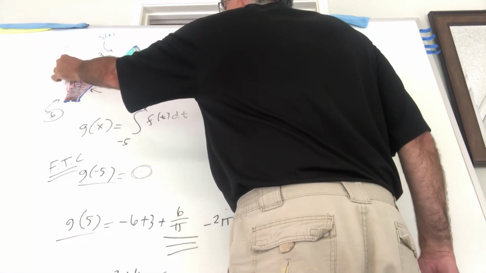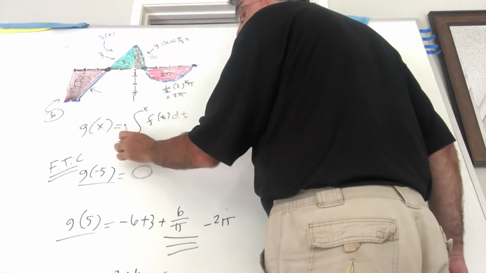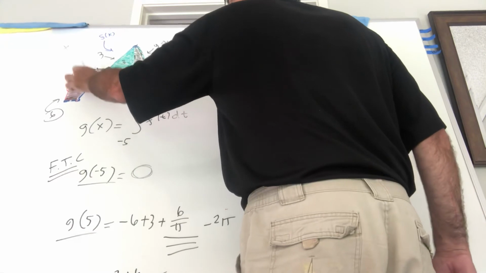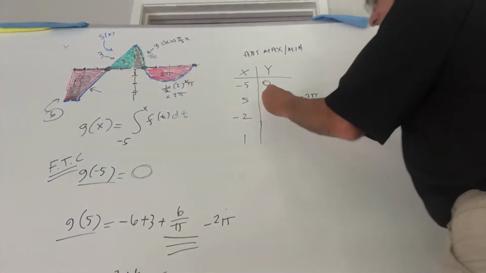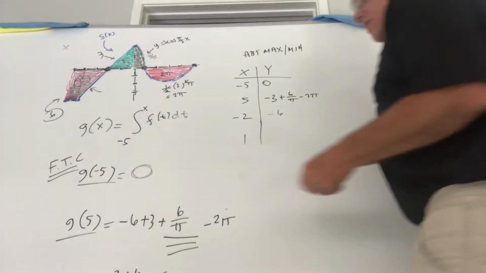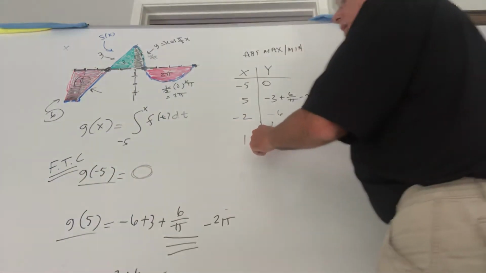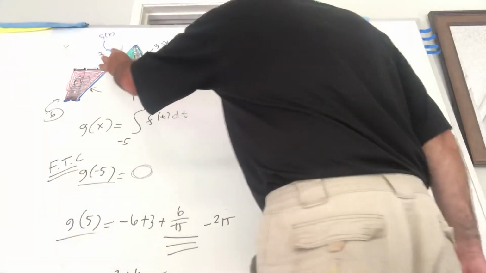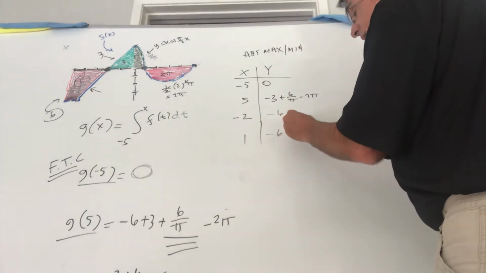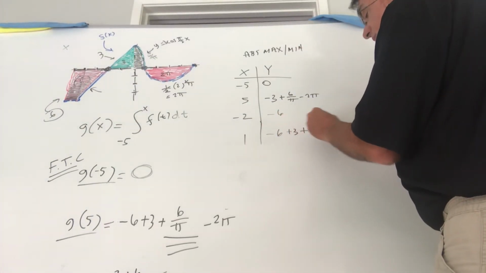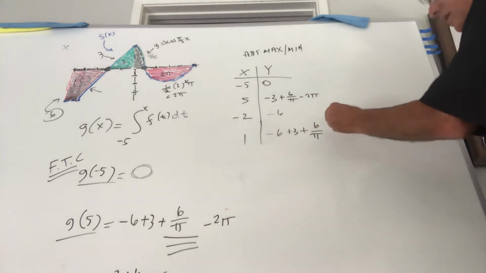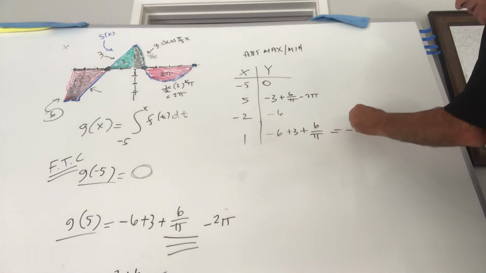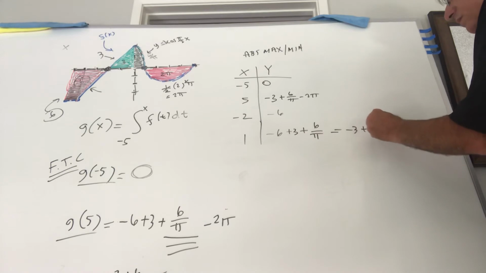So you just integrate from, you put -2 in, so you get from -5 to -2. That's just that one region, which is -6. Then if I integrate all the way over to 1, I'm going to have the -6, the +3, and the +6 over pi, which I guess you could simplify to -3 plus 6 over pi.